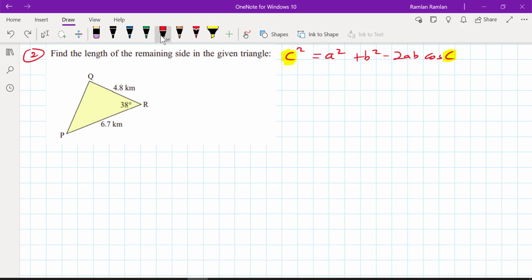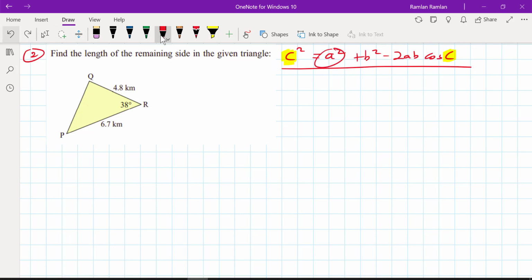We name all the vertices and all of the side lengths with letters. Most of the time, I suggest you use A, B, and C, because if you're a little bit confused about naming all the sides, name them A, B, C, because in the formulas we use A, B, and C. So use A, B, and C.